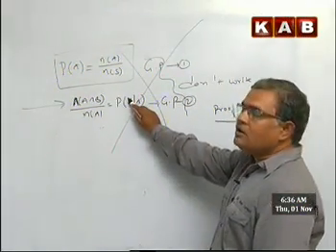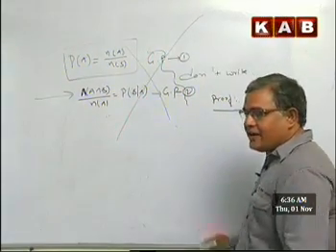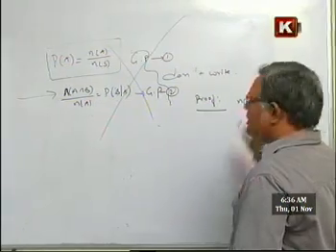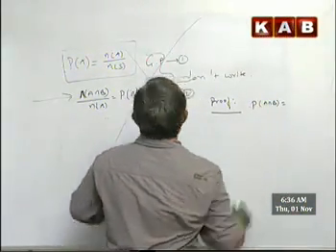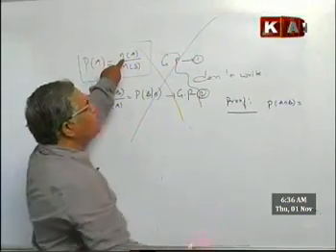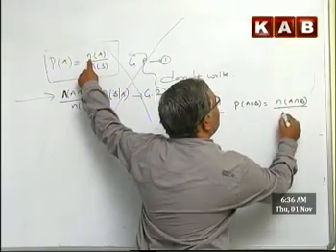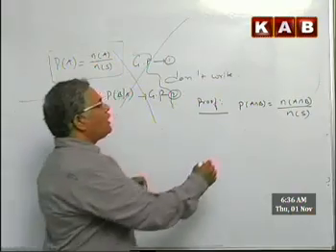This is only the backdrop based on which the solution is arrived at. Proof. Consider N of A intersection B. What is N of A intersection B? Probability of A intersection B is the number of elements present in A intersection B by the number of elements in S, the sample space. Now what do we do?